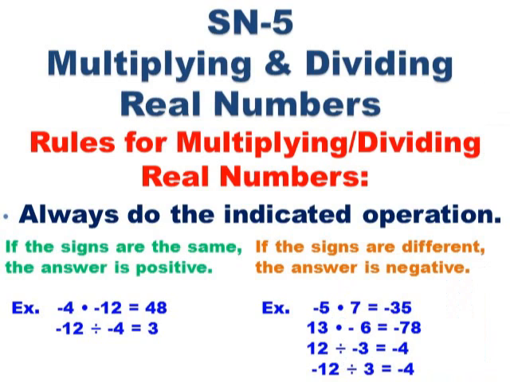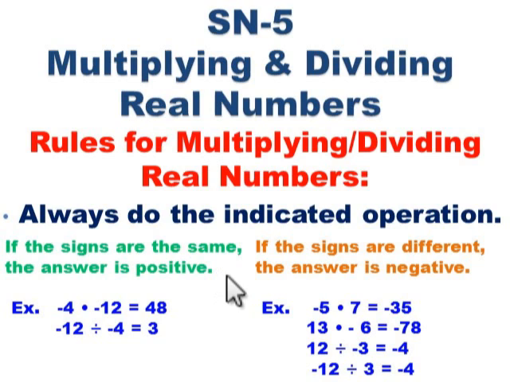When you're multiplying and dividing real numbers, the rules are so much easier than when you are adding and subtracting, because whatever the operation is, whether it's multiplying or dividing, that's the actual operation that you do. So the first rule of this is to always do the indicated operation. The second part of the rule helps you determine the sign of your number. So after you perform the indicated operation on the absolute values of the numbers that you are multiplying or dividing, then you decide on the sign of your product or of your quotient.